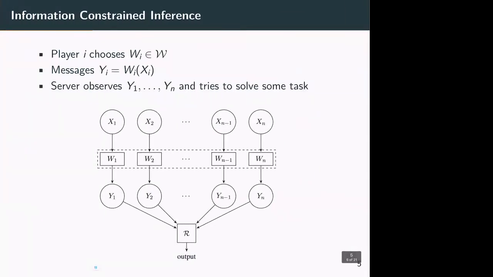is allowed for the players to use in order to choose the Ws, because it seems like once they choose Ws, they have nothing to do. They just pass their sample through W and get the message out. How they choose Ws is the question. Now that's where all the fun happens. So let's spend a little bit of time on that. So how are we going to choose the Ws?